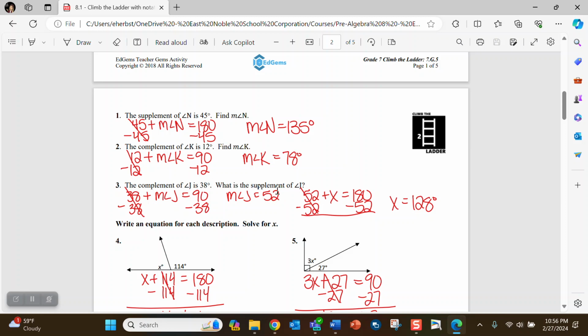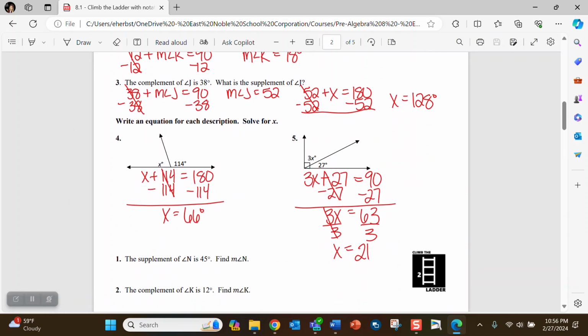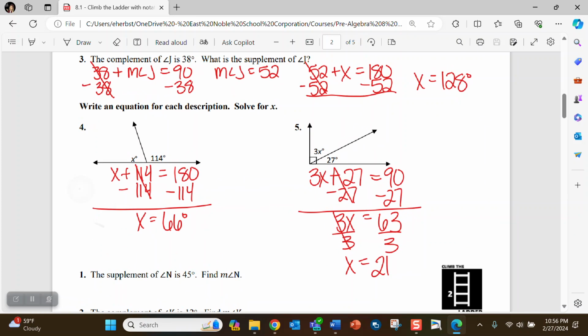Well, I just found out what j is through its complement. The measure of angle j, which is 52, plus x, which is its supplement, I don't know what it is yet, that's what I'm trying to find, equals 180. Now I'm going to subtract 52 from both sides, and I get that x, or the supplement of j, is 128 degrees. In 4 and 5, you were supposed to write an equation for each description.